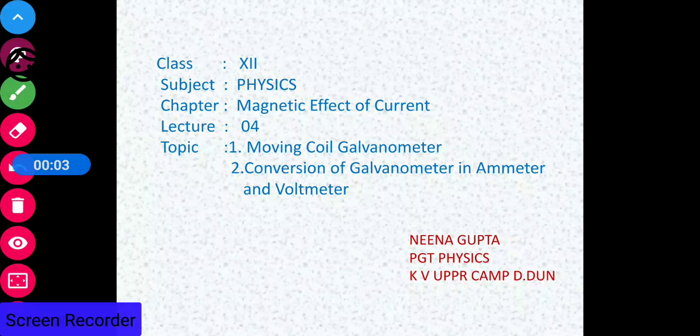Today in this lecture of the chapter Magnetic Effect of Current, I am going to cover the topic Moving Coil Galvanometer, Conversion of Galvanometer into Ammeter and Voltmeter.